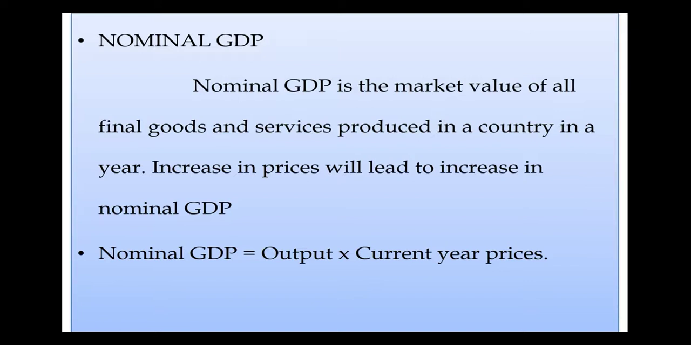We will multiply the present year price with the output, and it becomes the nominal GDP. So what is the difference between the real GDP and nominal GDP? It's very clear. In real GDP we take the prices of the base year and multiply them with the quantity, and in the nominal GDP we take only the price of the current year and multiply it with the output.